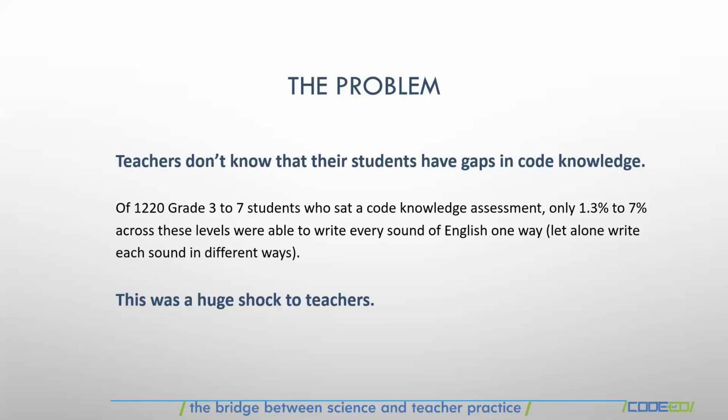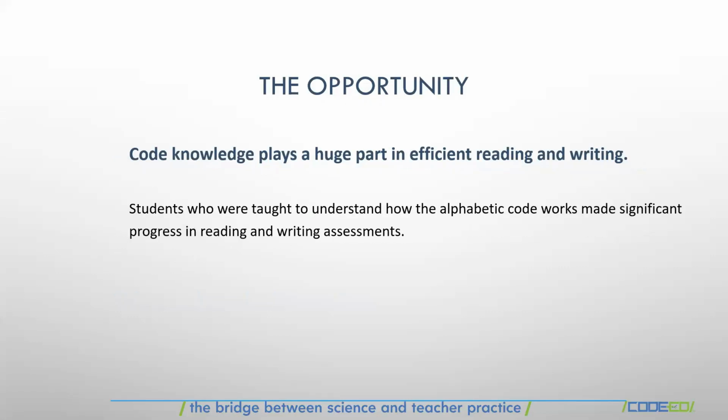It's not like a 5-year-old who's starting off without any of that knowledge. This is students who've got lots of knowledge to work with. It's just reorganizing what they already know so they can use it consciously. So for every problem, there is an opportunity. The opportunity is if code knowledge plays a huge part in efficient reading and writing, and we teach it so students consciously know how to use the code, then they make significant progress in reading and writing assessments without necessarily changing anything in what you do with reading and writing.